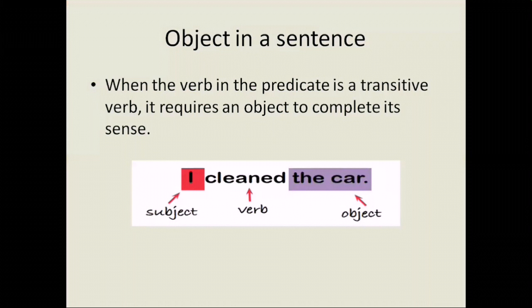Now we are going to learn about object in a sentence. When the verb in the predicate is a transitive verb, it requires an object to complete its sense. I cleaned the car. I is the subject, cleaned is the verb, and cleaned what? Cleaned the car. The car becomes the object of the sentence.